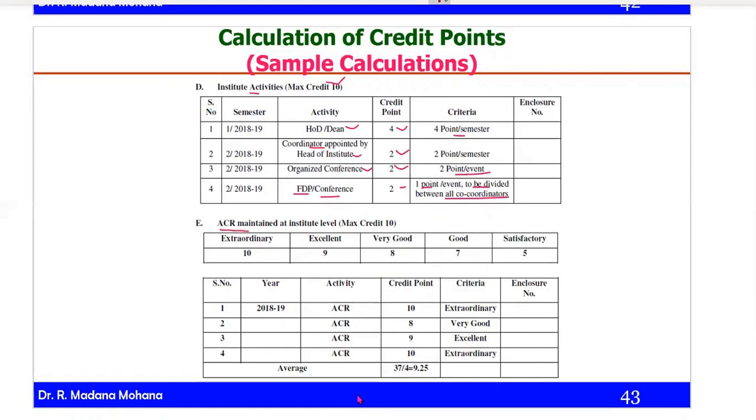Then ACR, annual confidential report maintained at institute level, maximum weightage is 10. The grading will be based on extraordinary 10, excellent 9, very good 8, good 7, satisfactory 5. Year wise, suppose 2018-19, ACR activity 10 points for extraordinary. It may be one semester, then second semester, very good. Like that. Finally, you can consider the average, sum of all this divided by total number 4. Whatever you get, that is the ACR maintained at institute level. This can be evaluated at institute level.